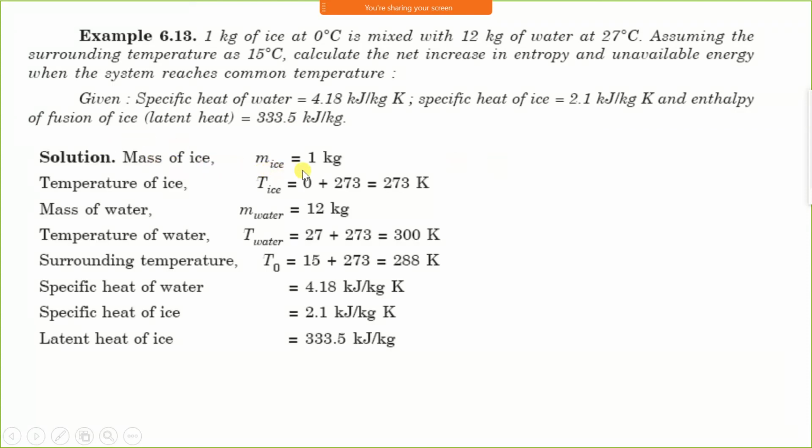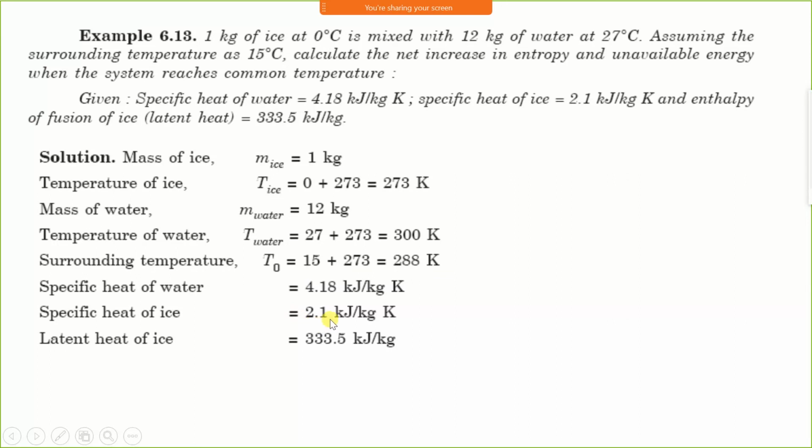Mass of ice 1 kg, temperature of ice 0 degrees Celsius, that is 273 Kelvin. Mass of water 12 kg, temperature of water 27 degrees Celsius, that is 300 Kelvin. Surrounding temperature is 15 degrees Celsius, that is 288 Kelvin. Specific heat of water 4.18, specific heat of ice 2.1. These are the constant values.